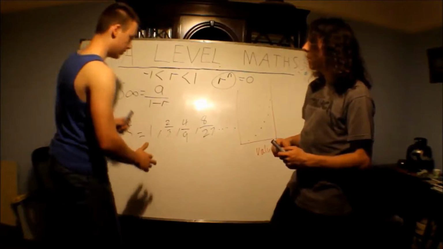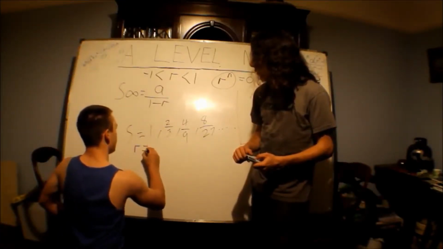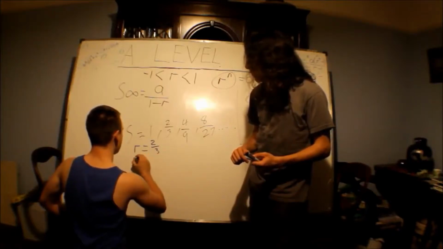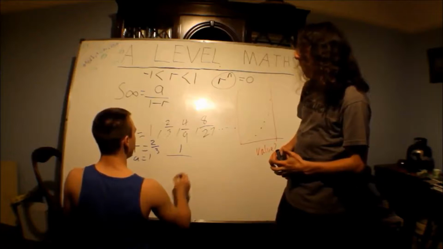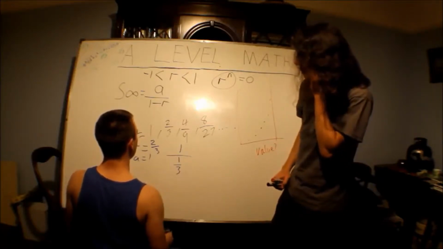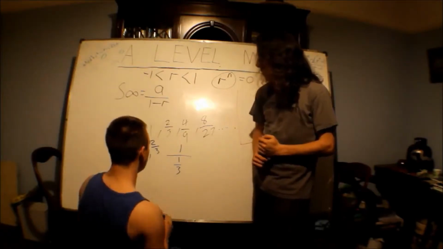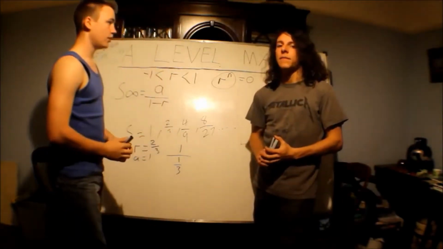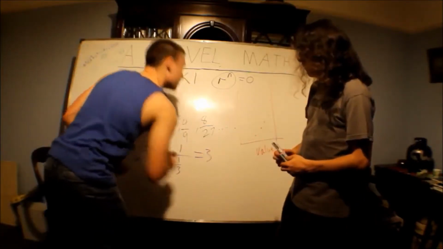The common ratio, you do the second term over the first, so it is just 2/3, but I'll write it. R equals 2/3. We need A, which is 1. So you've got 1 over 1 minus 2/3, which is 1 over 1/3. Now that's 3. So it will converge to a limit of 3.